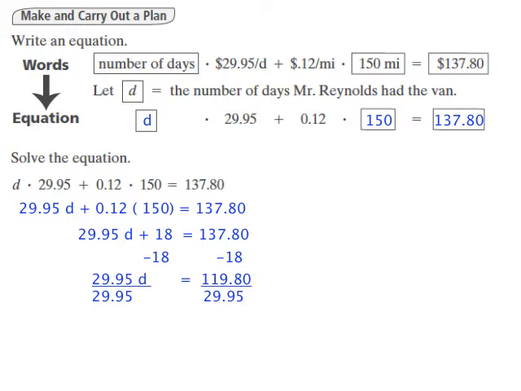On the left-hand side, the $29.95s cancel each other out. You're left with D. On the right-hand side, $119.80 divided by $29.95 is 4. So Mr. Reynolds had the van for 4 days. Pause the video if you need more time. Don't forget to record a question we can discuss in class.